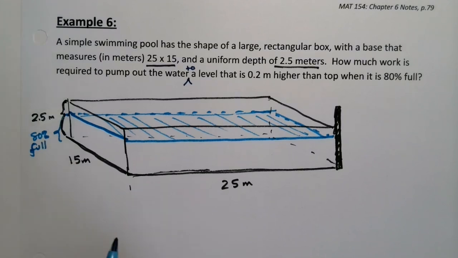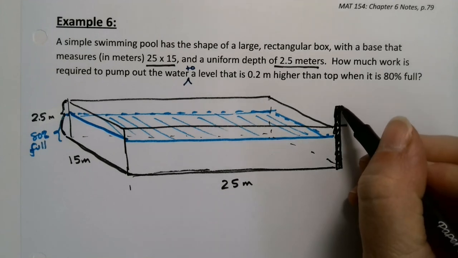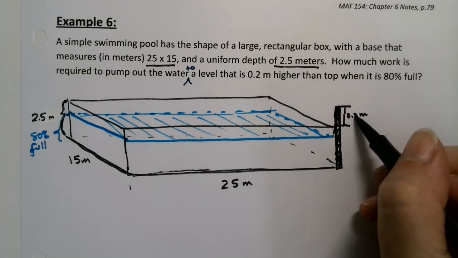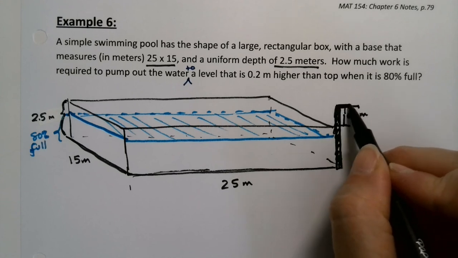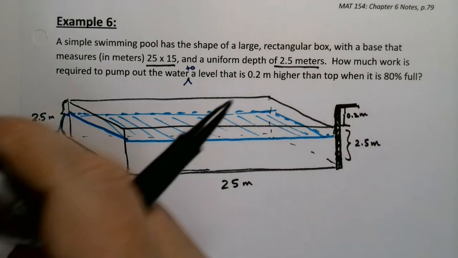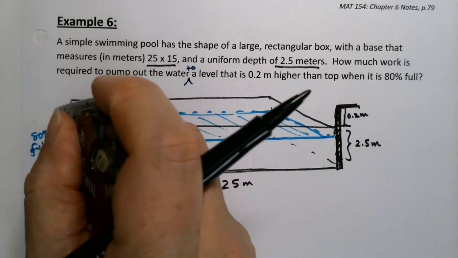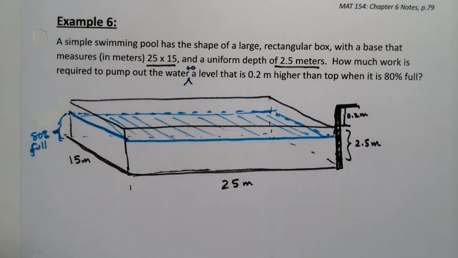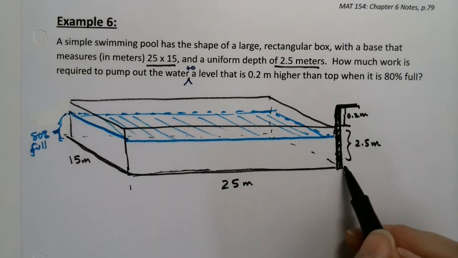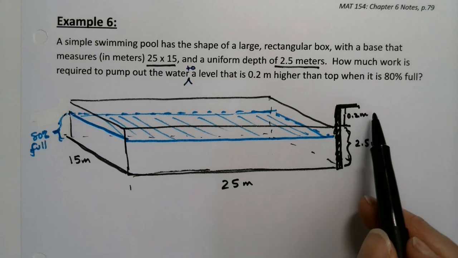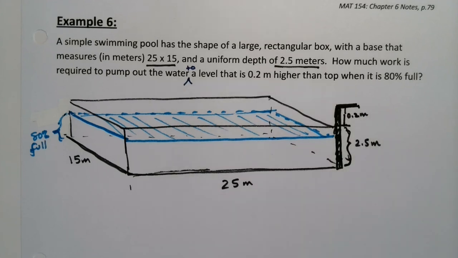And then we want to know how much work is required to pump the water to a level that is 0.2 meters higher. That's this bit right here. So from here to here is 0.2 meters. I did it on purpose. I made the pump come out up higher than the pool actually was. Now the pool is 2.5 meters. Actually, that's a better place for me to put that, because I'm going to need the left side over here to do other things. So that's 80% full. I know that this distance right here is 2.5, all the way from the bottom to the top of the pool. And then I want to pump the water even further, 0.2 meters above.